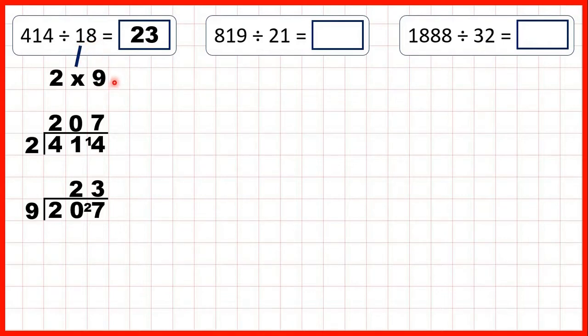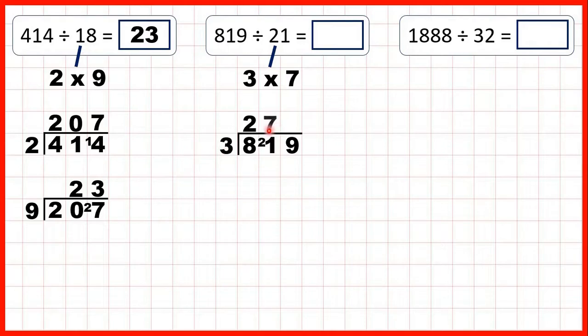Now this trick only works if we get whole numbers as our answer rather than decimals, but we can use the same thing to divide 819 by 21. 21 is 3 times 7, so first we can start by dividing 819 by 3. 8 divided by 3 is 2, remainder 2. 21 divided by 3 is exactly 7, and 9 divided by 3 is exactly 3. So dividing by 3 has given us 273.